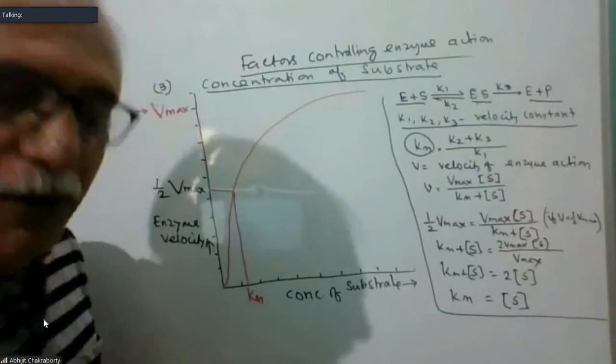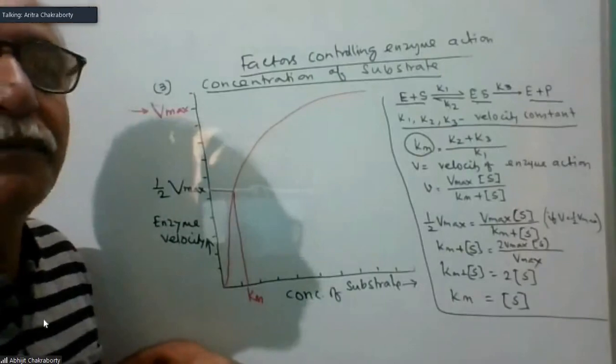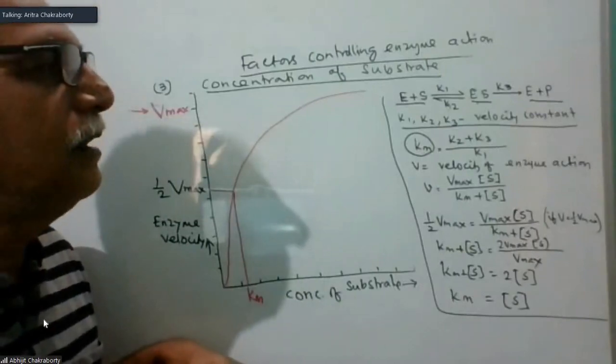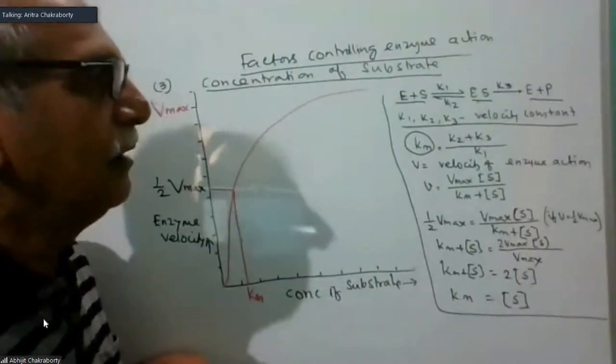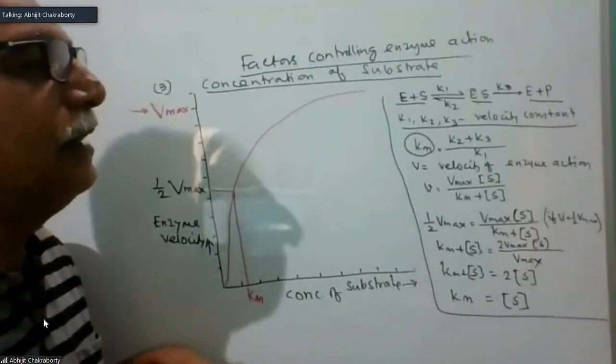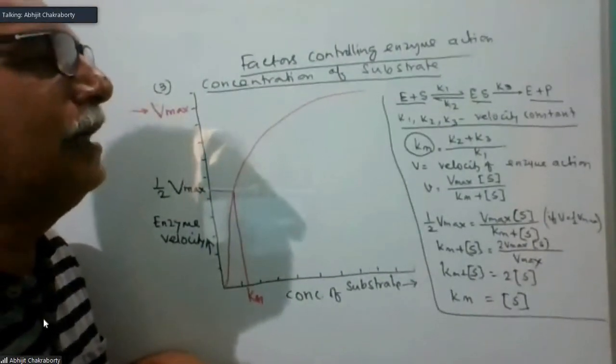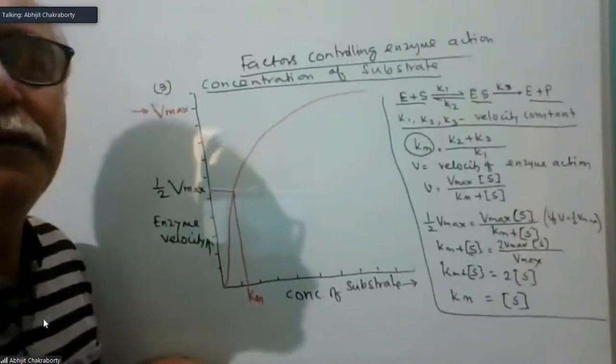Sir, in the first equation, the E and S written, is that enzyme and substrate? Yes, enzyme substrate. Multiplication of the enzyme and substrate: when they bind, then enzyme substrate complex is formed.